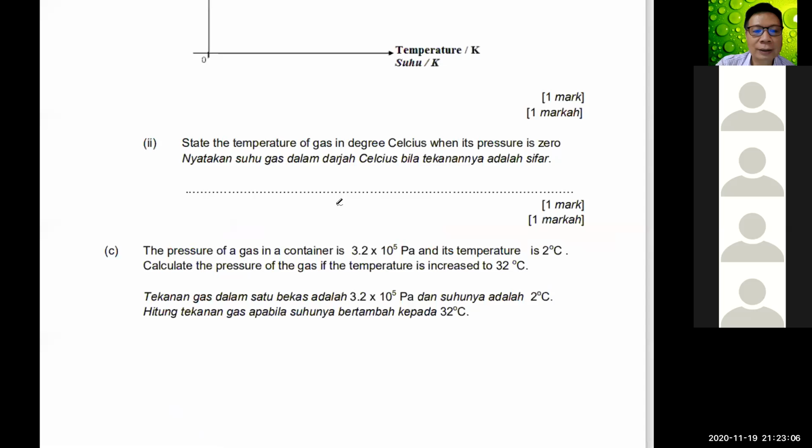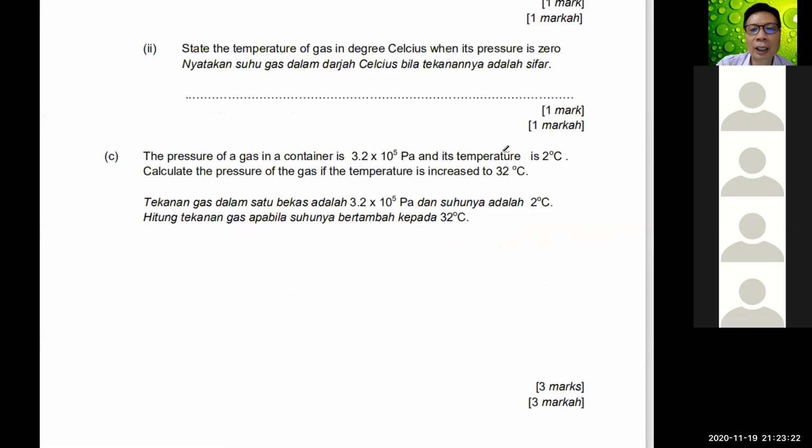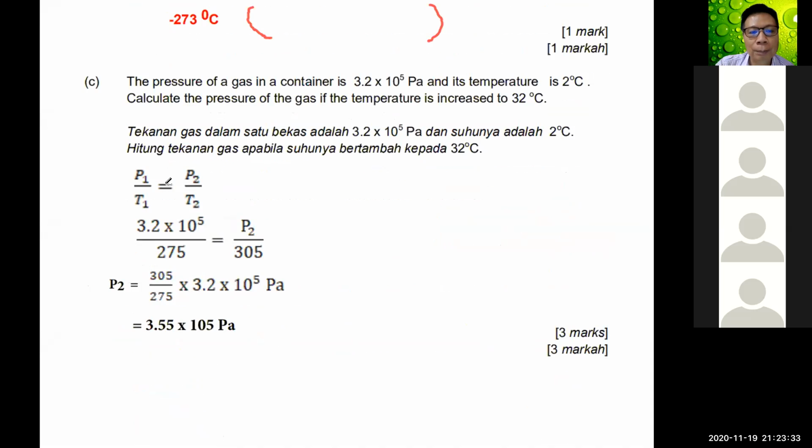Okay, next, last calculation. Can you do? Pressure of gas 3.2, temperature 2. Calculate the pressure when the temperature increases to 32. So you can use the P1, T1, P2, T2 formula. P1 over T1 equals P2 over T2. But make sure that both temperatures must be changed to Kelvin.